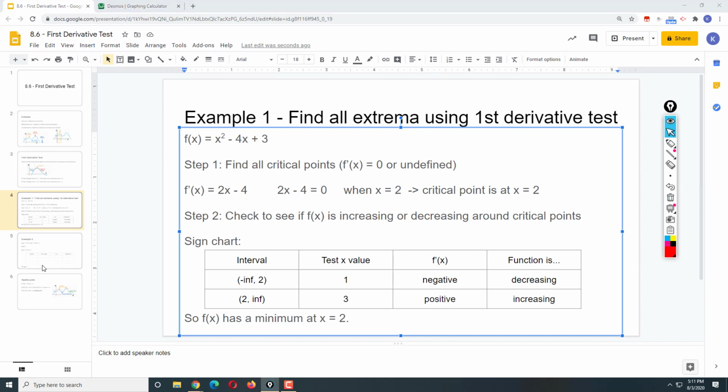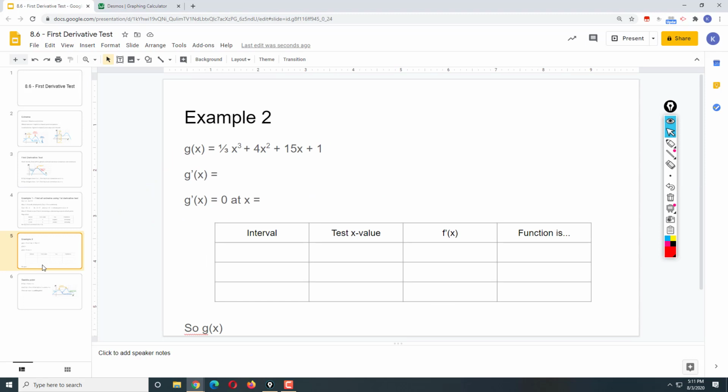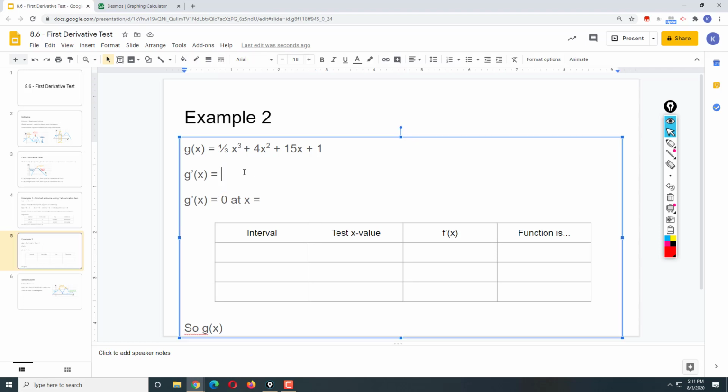Example 2. g of x is equal to 1/3 x cubed plus 4x squared plus 15x plus 1. Let's take the derivative. That gives us x squared plus 8x plus 15. Is this 0? Well, we can factor because that's equal to x plus 3 times x plus 5. So the derivative equals 0 at x equals -3 and -5.